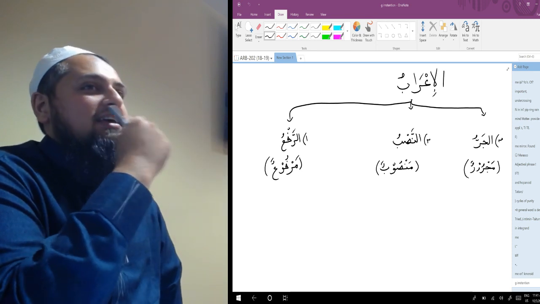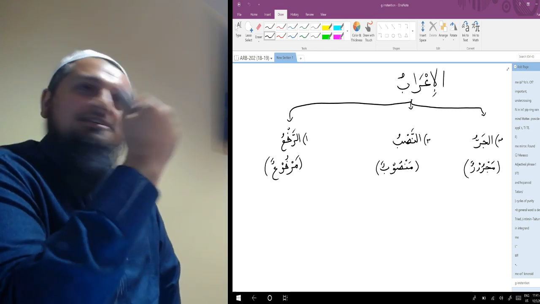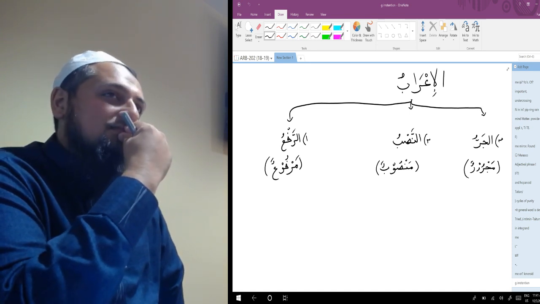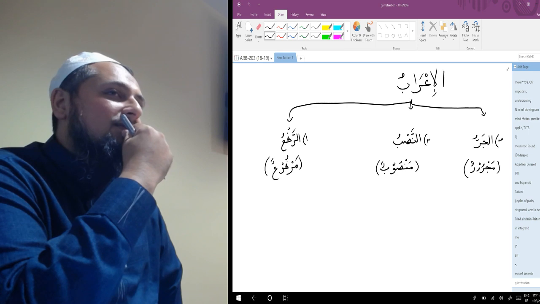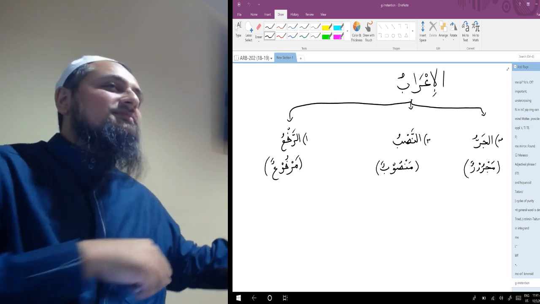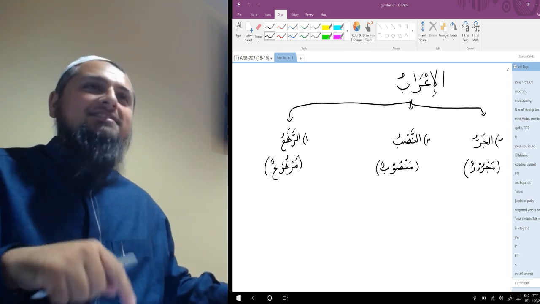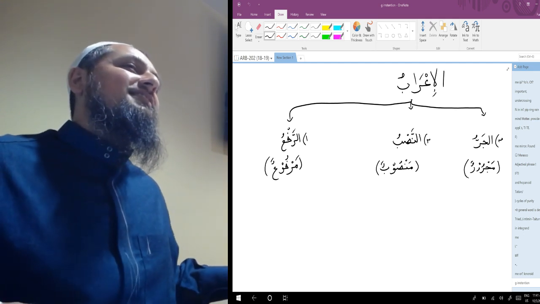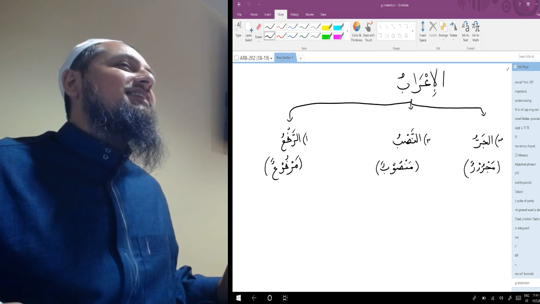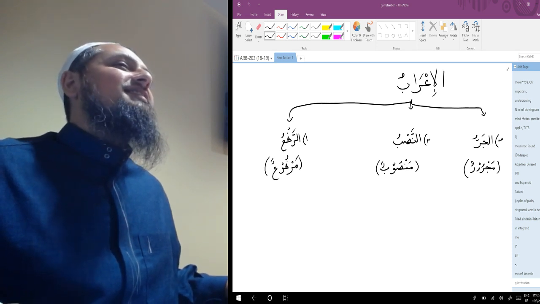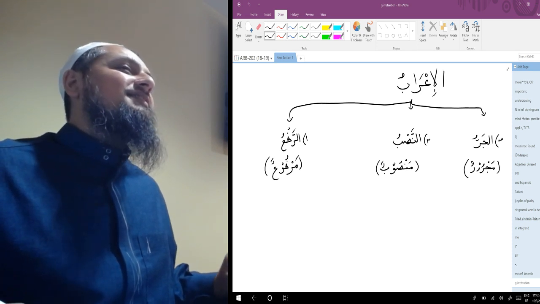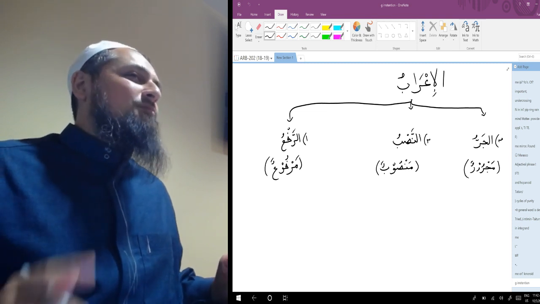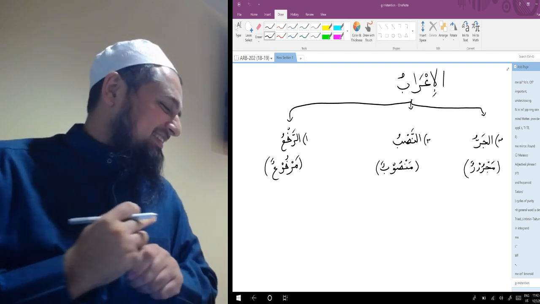Can I ask a really confusing question? Go for it. On one of the practice things on his sheet, I didn't realize there was a practice sheet till 1 a.m. We'll do it together after this. There was one that I was telling my daughter, this is the subject of the sentence, but it's the jar. So can it be both? Does jar supersede rafa', or am I just wrong? We'll get there. Okay. We'll get there.